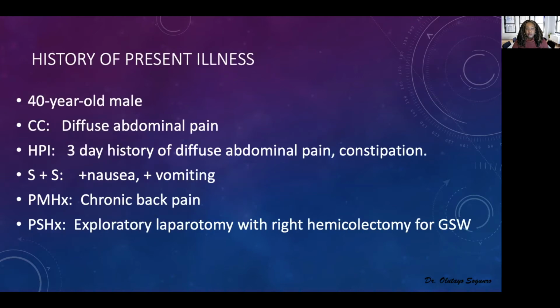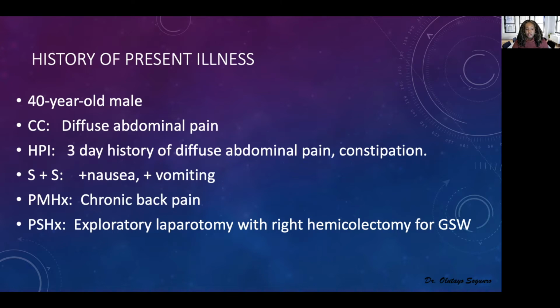This is a 40-year-old male with a chief complaint of diffuse abdominal pain. He has a 3-day history of diffuse abdominal pain and constipation. His signs and symptoms include nausea and vomiting. His past medical history is significant for chronic back pain.